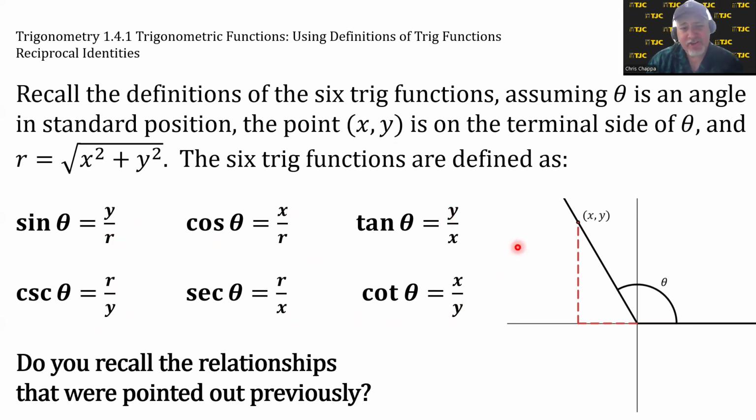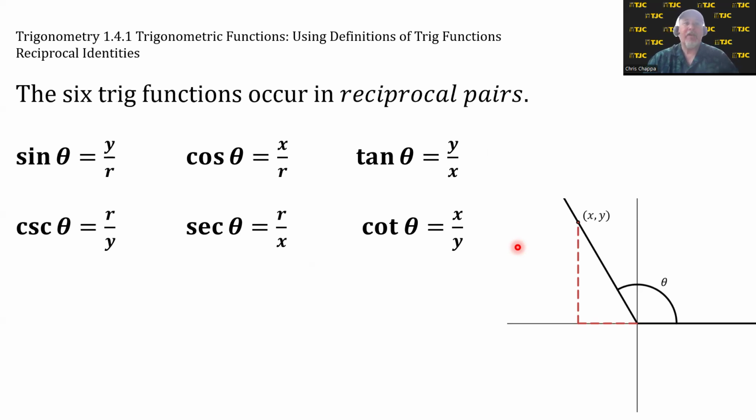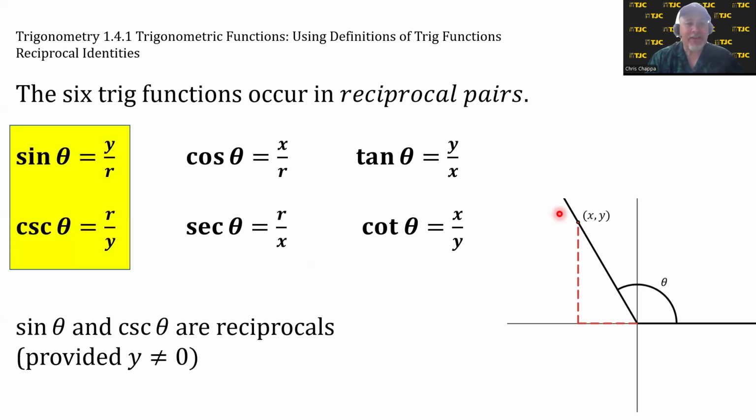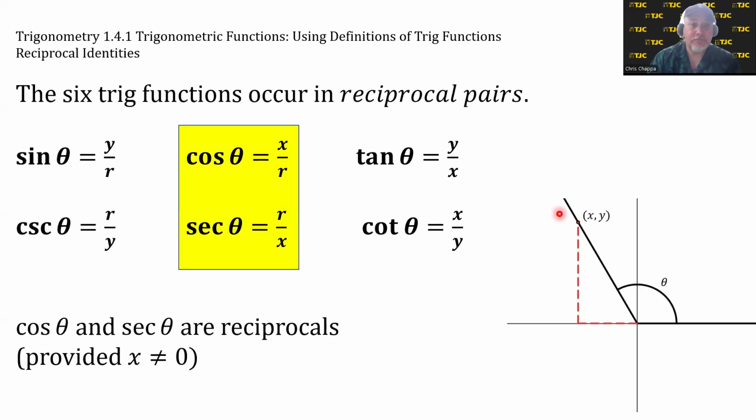Do you recall the relationships that were pointed out previously? And by previously, I mean like 10 seconds ago. The 6 trig functions occur in reciprocal pairs. Specifically, sine of theta and cosecant of theta are reciprocals, provided that y is not equal to 0. That would make cosecant undefined.